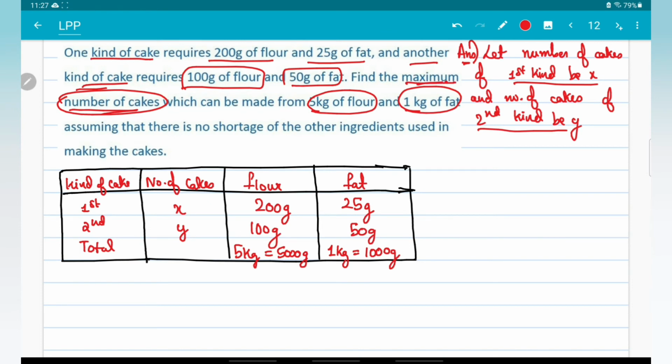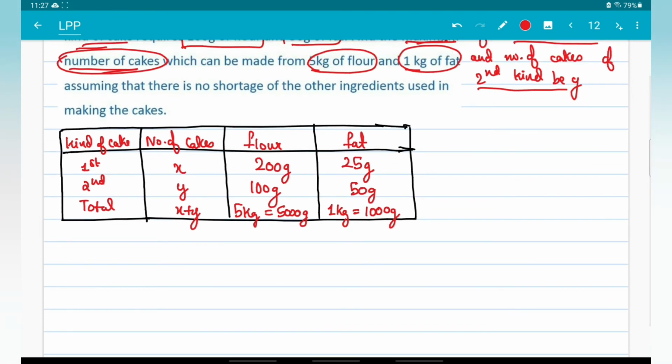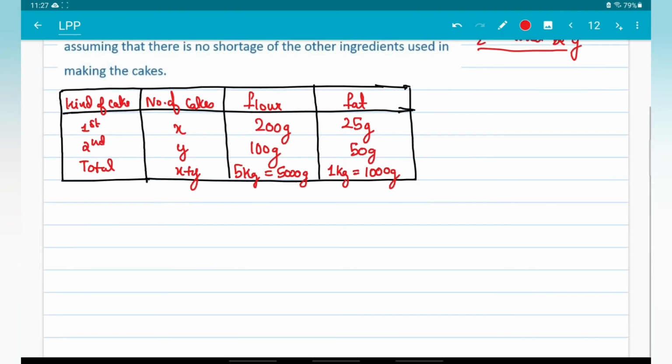So the total number of cakes that we have to make will be x plus y, right? Because x is the cakes of one kind and y is the cake of another kind. So in total, when you add both the kinds, you have to make x plus y number of cakes. So this is our data over here. Now from this data we have to write our inequalities.